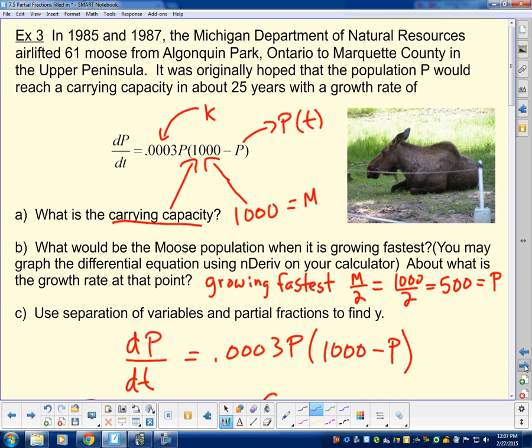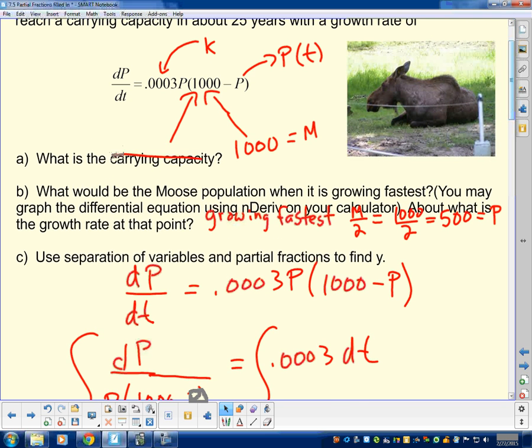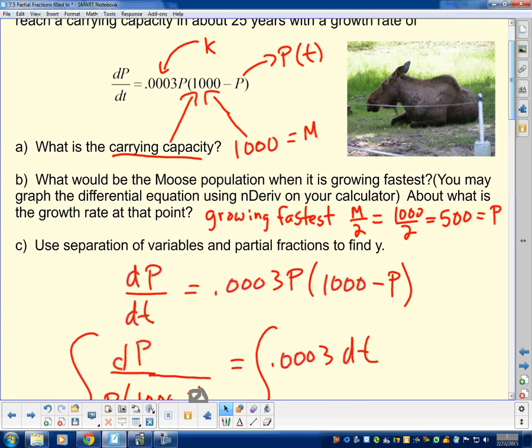So you're going to take the dp/dt equation. I should have left more room here. The whole thing moves. Those are all linked together. So you take the dp/dt equation here, and it would equal 0.0003 times 500, 1,000 minus 500. Plug all that in.